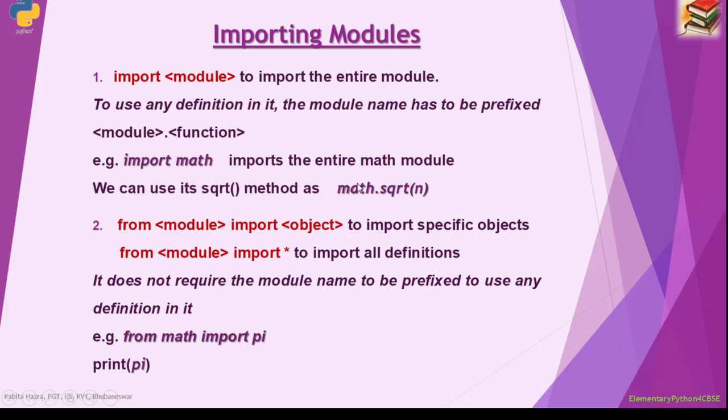However, we may simplify this. We may avoid using the full name by using a short alias instead of the full name, that we will see in a while. And the other one is from module import object name. This may import specific objects. We cannot use all the objects of that module, but there is no need to prefix the module name and we can use it directly. So let us see the difference between the two forms.